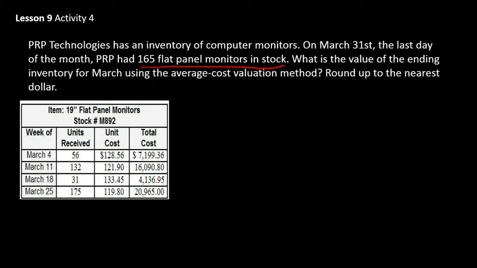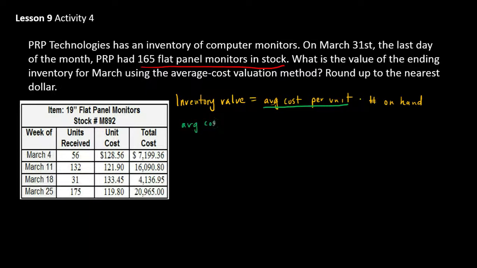Okay, so to find the value of the ending inventory, we use inventory value equals average cost per unit times number on hand. Now, so far, we know we're solving for inventory value. Can I plug in a number for average cost per unit? No, I have to figure that out.